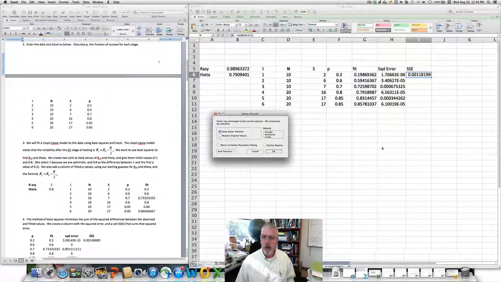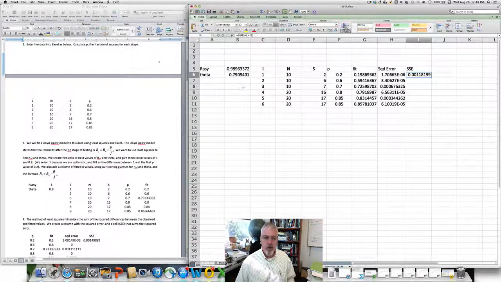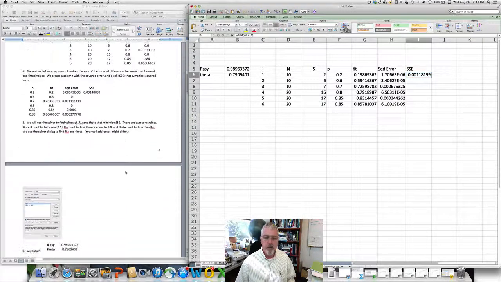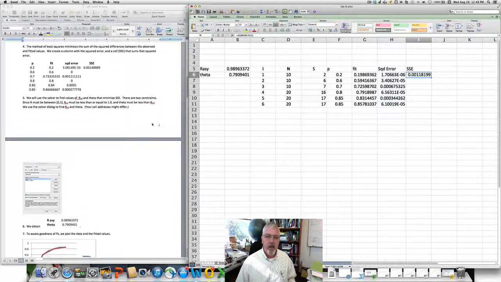The computer thinks about it for a while, and it gives me a couple of new estimates, which in turn are pretty close to what I actually had in the first place. And so that's my estimated asymptotic reliability, and this is my theta, which is my growth curve.